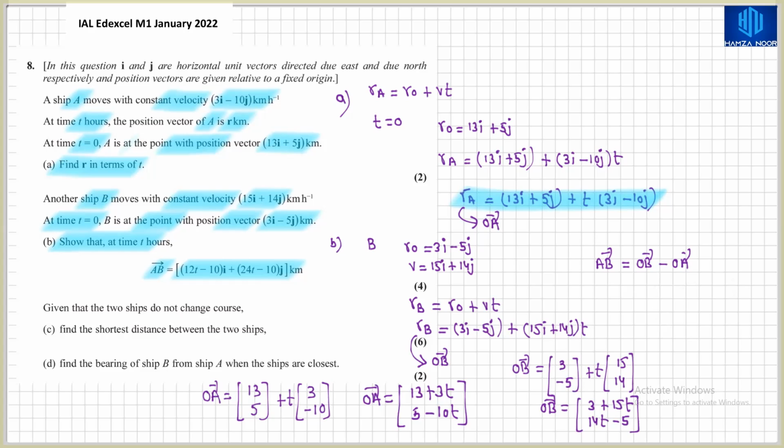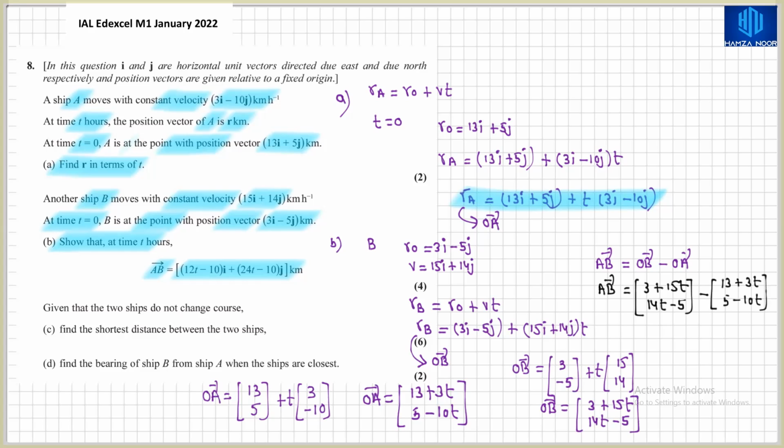Which is OB minus OA according to the vector subtraction law. So I'm doing the working with black pen. So AB is equal to OB vector minus OA vector. OB is 3 plus 15t, 14t minus 5, and then we will subtract the OA vector from it, and OA vector is 13 plus 3t, 5 minus 10t. All right.